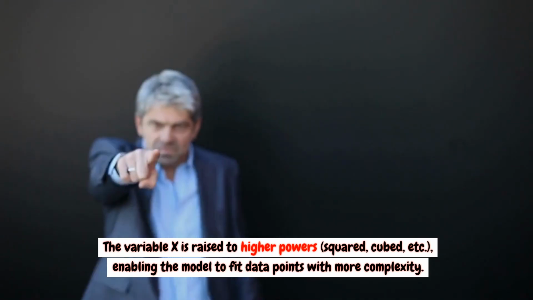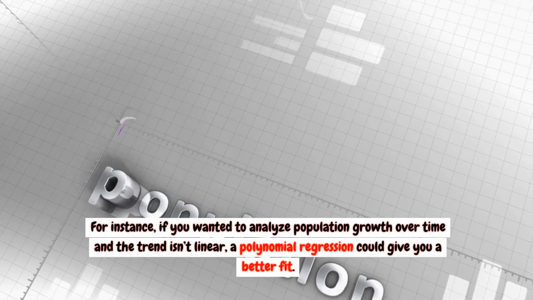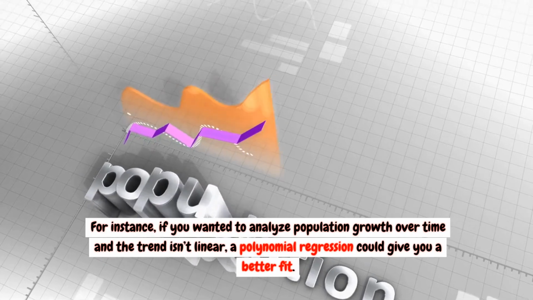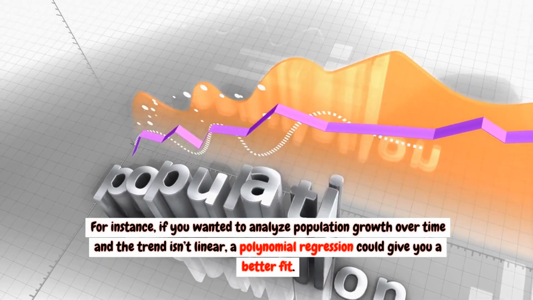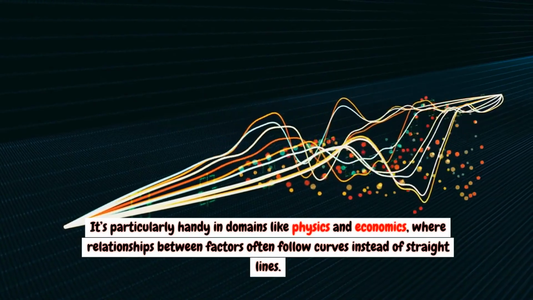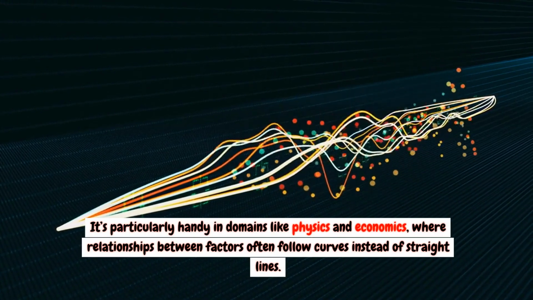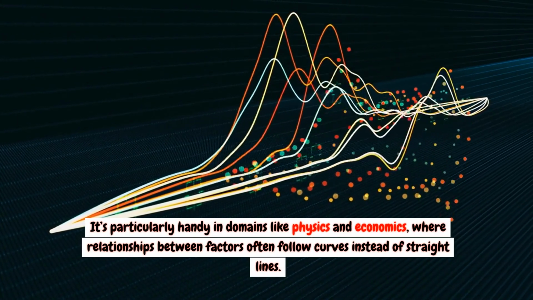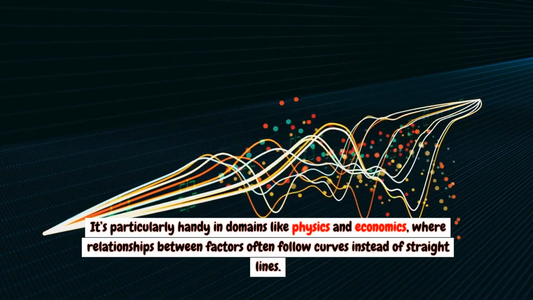The variable x is raised to higher powers, squared, cubed, etc., enabling the model to fit data points with more complexity. For instance, if you wanted to analyze population growth over time and the trend isn't linear, a polynomial regression could give you a better fit. It's particularly handy in domains like physics and economics, where relationships between factors often follow curves instead of straight lines.